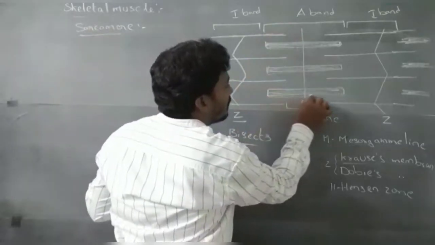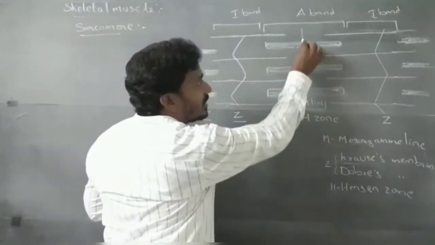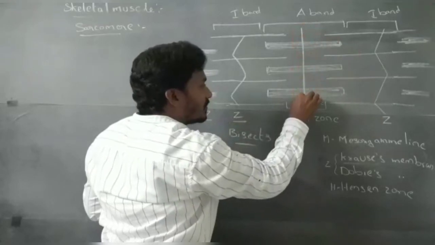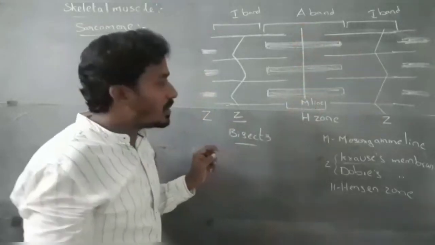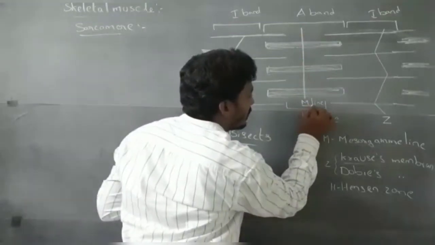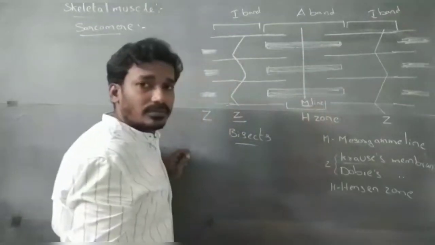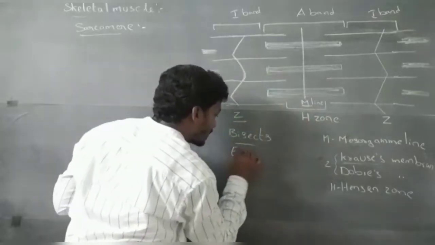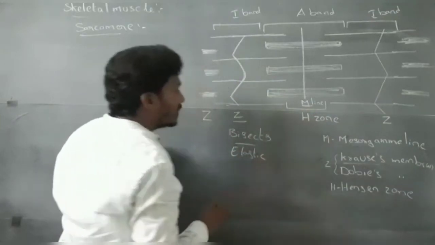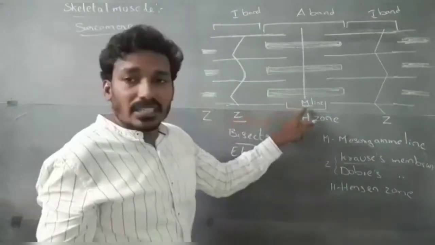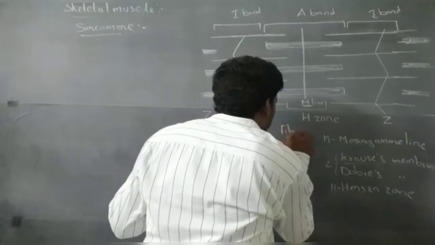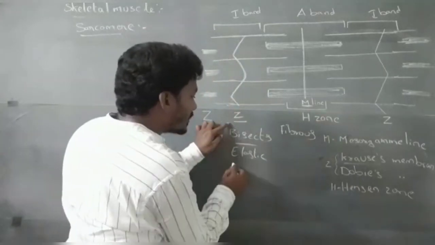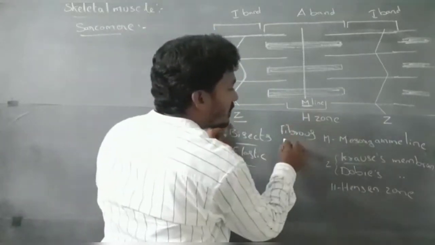The center of the A band is connected by a fibrous membrane called the M line. The Z membrane is an elastic membrane. The Z line is an elastic membrane and the M line is a fibrous membrane.